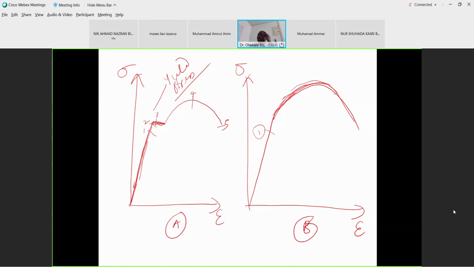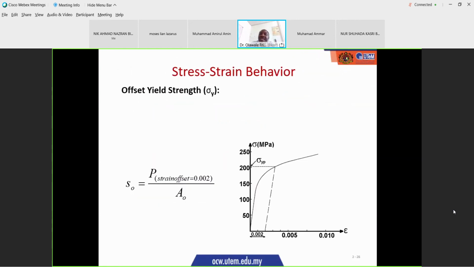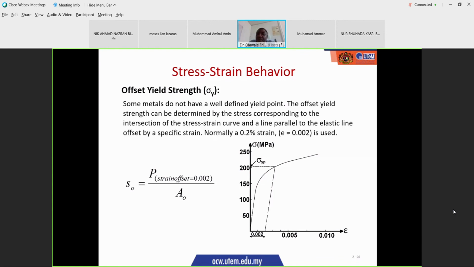Fine. So if we have a material with no well-defined yield stress, how do I define the yield stress? For that, we use proof stress, or offset stress. Some people call it proof, some say offset stress. The next thing I'll explain is how to determine your 0.2% offset stress. Some metals do not have a well-defined yield point. In this case, the offset yield stress can be determined by the stress corresponding to the intersection of the stress-strain curve and a line parallel to the elastic line, offset by a specific strain, normally 0.2%.